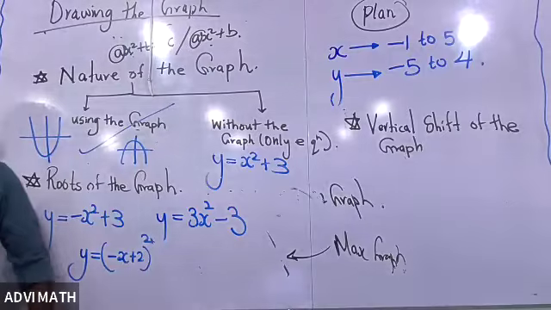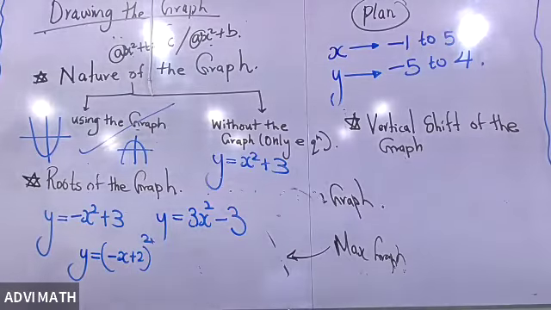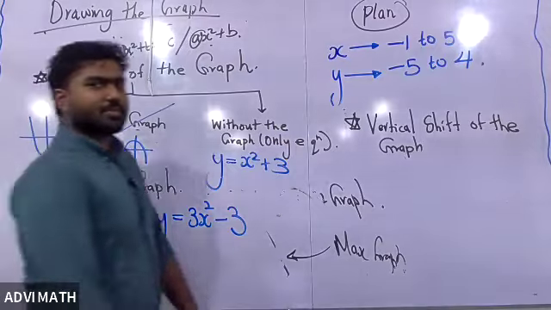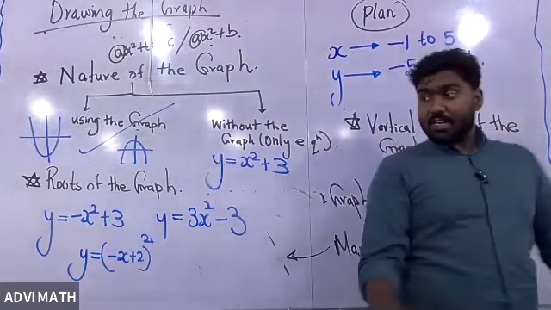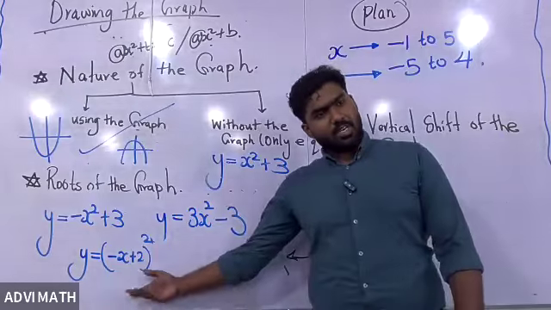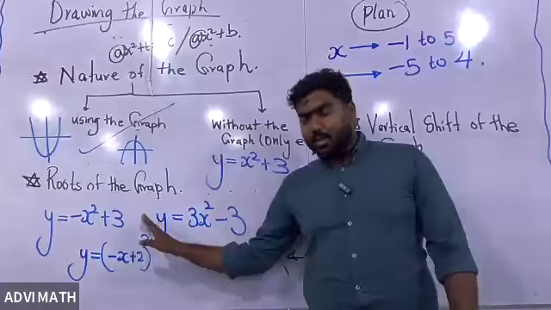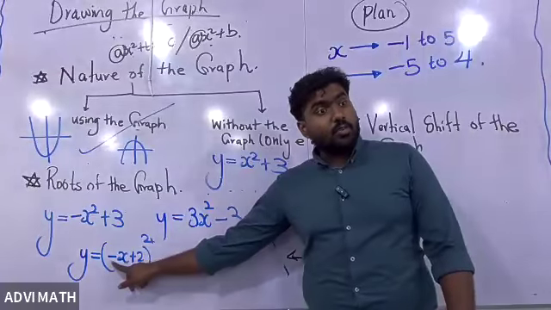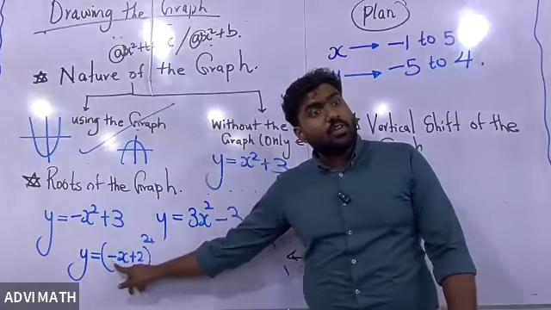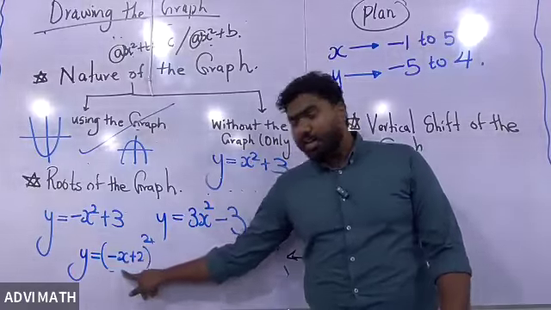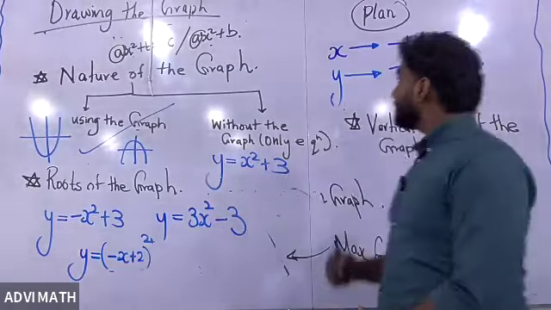What is the nature of this graph? I will say it is minimum. Why? I said it is not the coefficient of x, it is the coefficient of x squared. Now I need to find the answer for this. What is the answer for this?